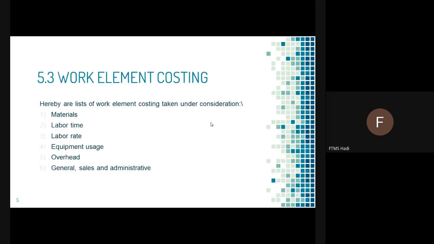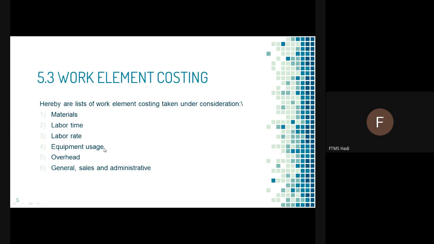Okay, what are the work elements that require costing? Costing means the method of budgeting. So here is the list of work element costing taken under consideration. These are things like materials, because materials are one of the important components in implementing a project. For example, construction needs bricks, sand, cement, and so on. And then labor time, because it relates to how long the workers work. Labor rate, that means the rate per hour or the rate per day that we need to pay to the workers.